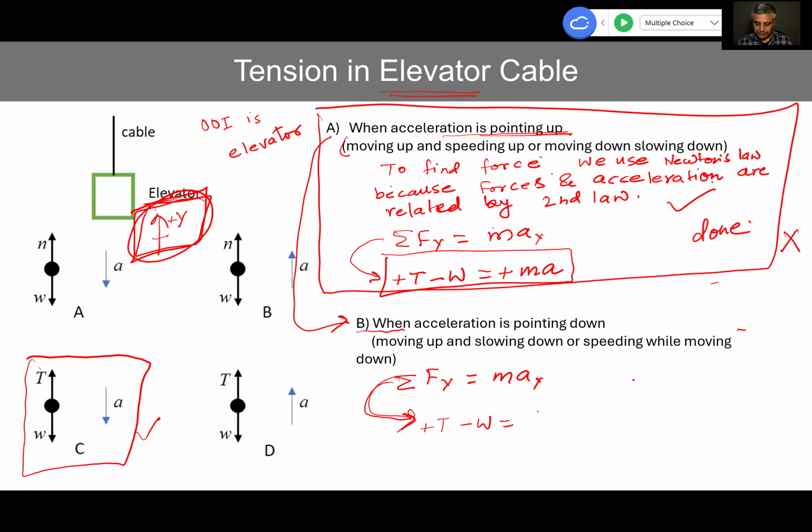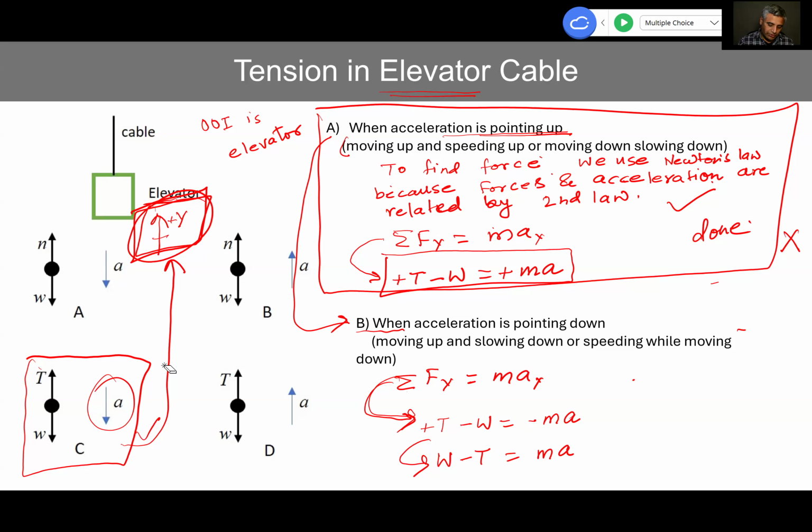And acceleration is down, so that's why it's a negative. So mass times negative acceleration is negative ma. So based on this free body diagram and this coordinate, you should be writing something like this first, okay? But of course, this equation is the same as this equation as well. If we change the sign of everything, this can be written something like this.